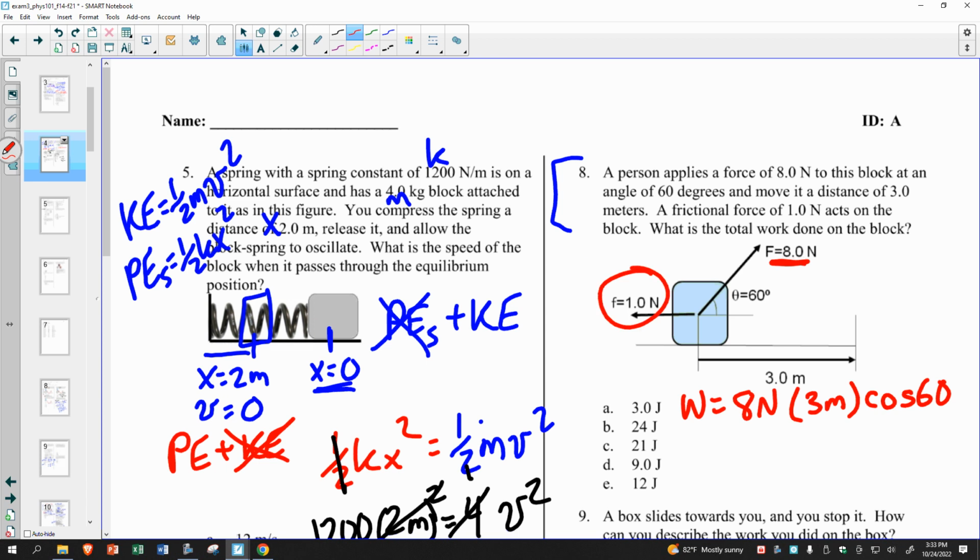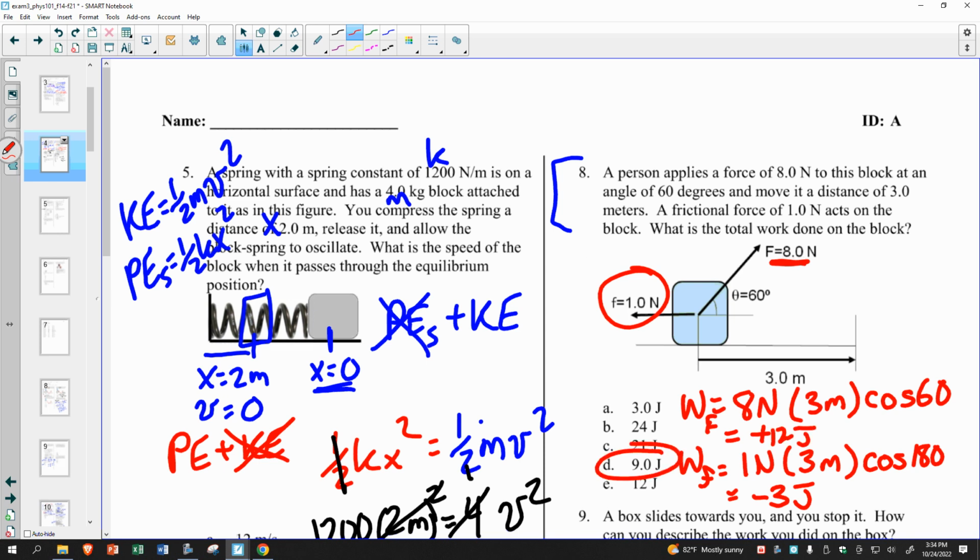And then I have the work done by this force. That's the work done by capital F. The work done by little f is going to be equal to 1 newton times 3 meters times the cosine of 180. All right, so that's going to give me a negative 3 joules. This is going to give me a positive 12 joules. And so 12 minus 3 is equal to 9 joules.